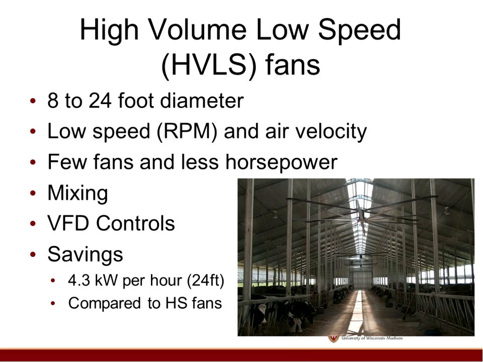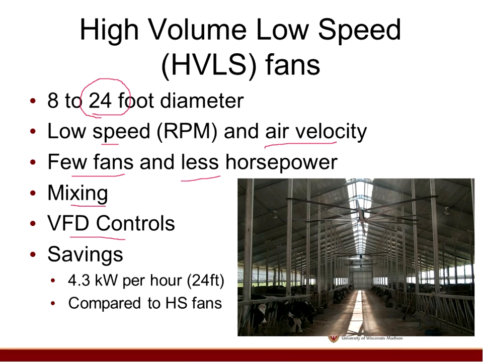When we use these HVLS fans, as they're called, usually using a 20 or 24 foot fan in a dairy barn. Low speed, we need fewer fans with less horsepower, but they also do lower air velocities. You might have 3 to 4 miles an hour wind, basically, versus with a high-speed fan, it might be 10 to 12 miles an hour. They do a very good job of mixing.